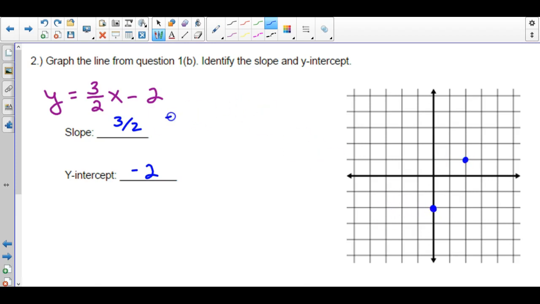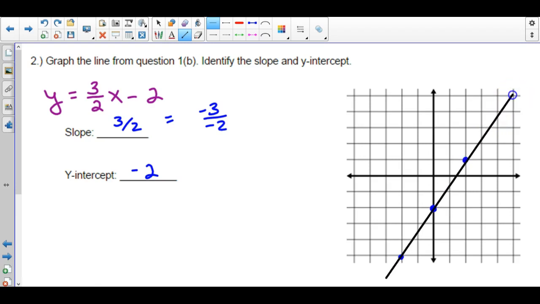Or I could have said this is the same thing as having a negative over a negative, which is also positive, and this would imply going down 3 and then to the left 2. Either way, both of those points are going to be on the same line, which is going to be drawn through like this. Throw some arrows on there to make it a line, and that is it.